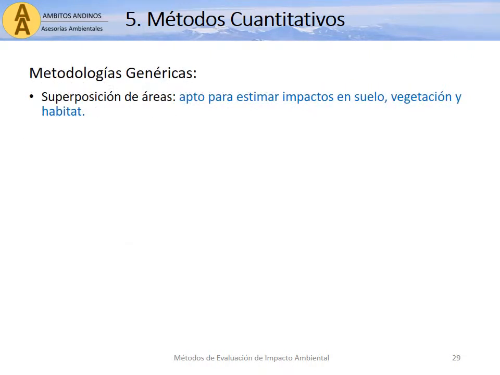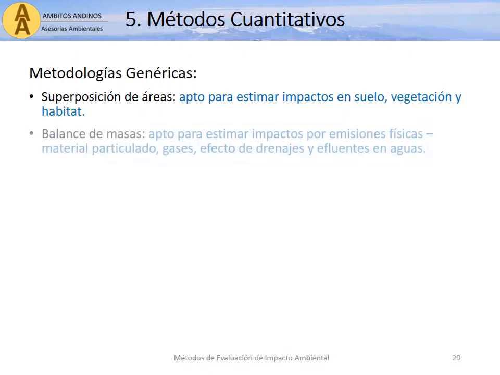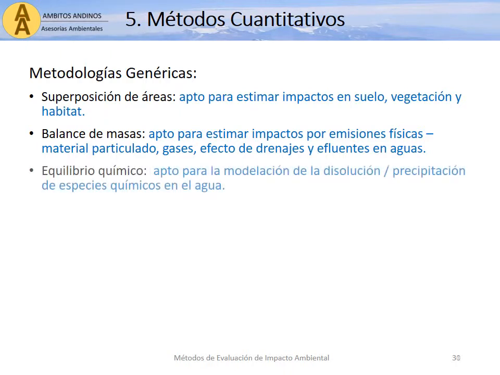Area overlays are adequate for estimating areas of direct impact, for instance in soils, vegetation, and habitat. Mass balance is adequate for estimating impacts of physical emissions such as atmospheric dust and gases and discharges into water bodies. Chemical equilibrium models are adequate for modeling the dissolution and precipitation of chemical species in water.